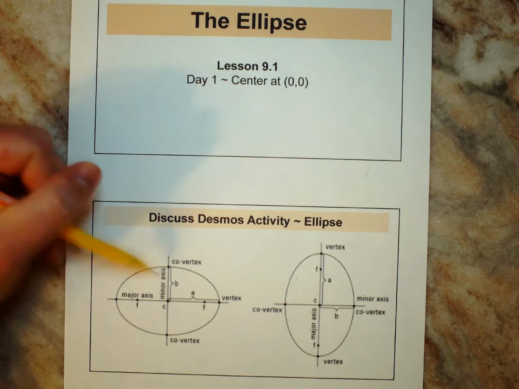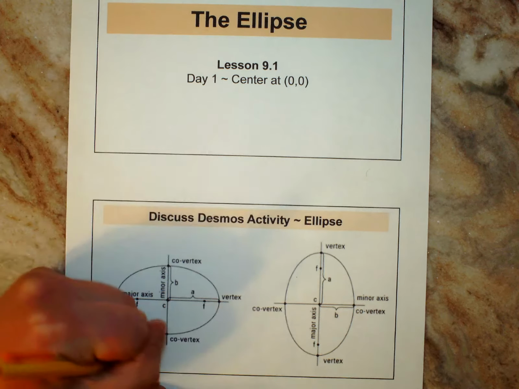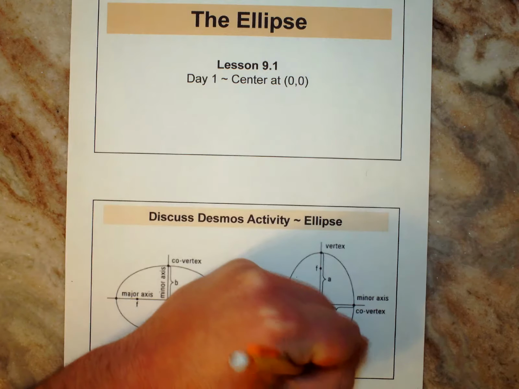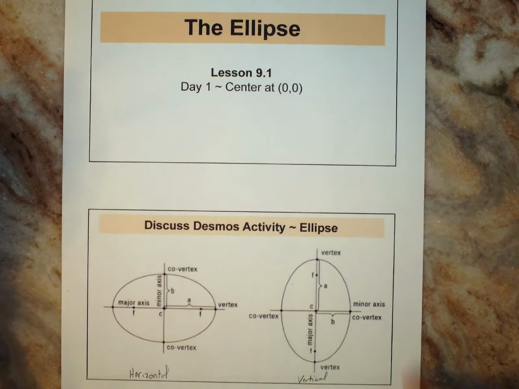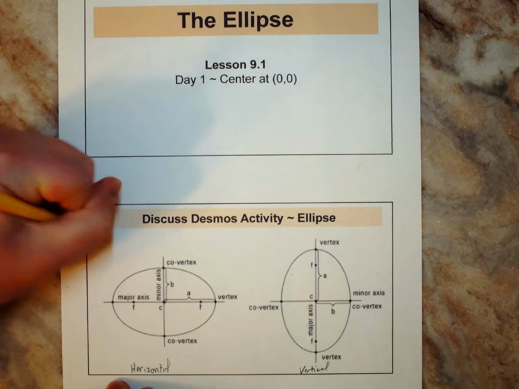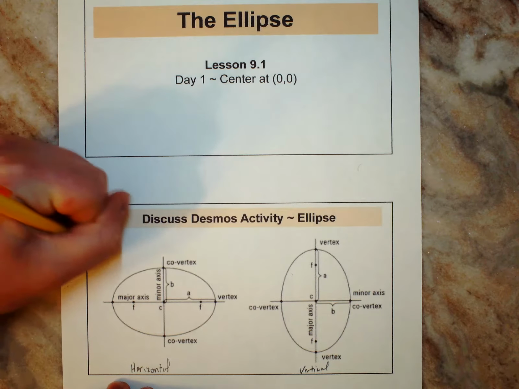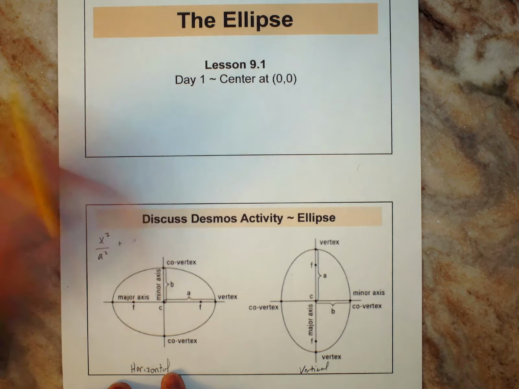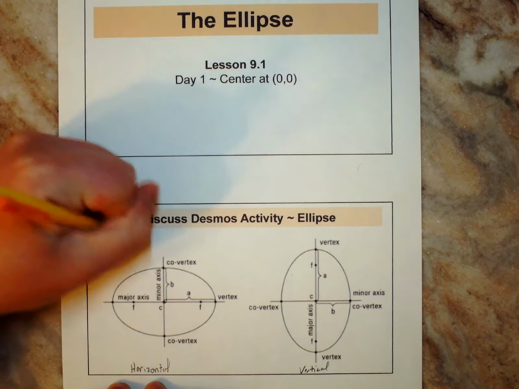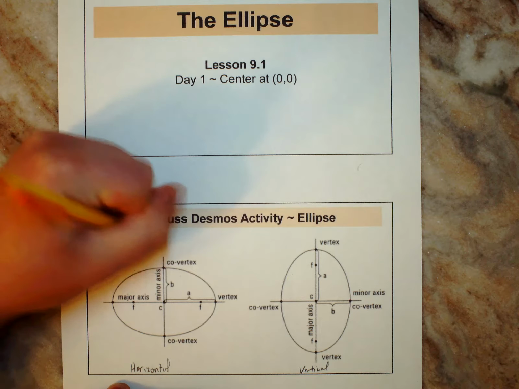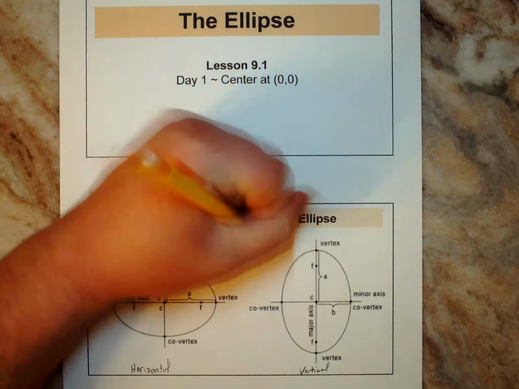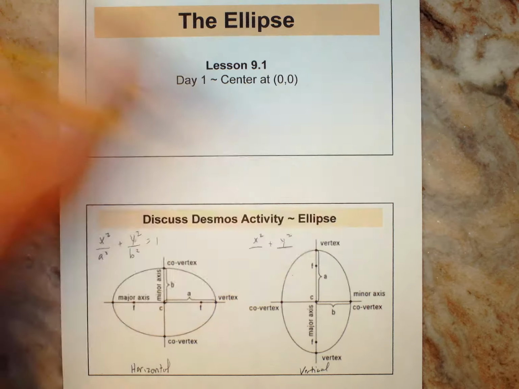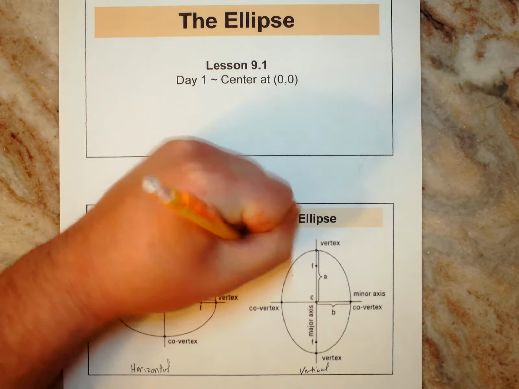So here we have a horizontal ellipse. So this one is horizontal. Here we have vertical. Our horizontal ellipse is going to be x squared over a squared plus y squared over b squared equals 1. And then our vertical is going to be x squared plus y squared. There's the a squared. There's the b squared.